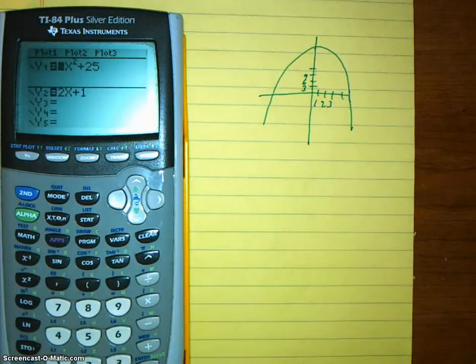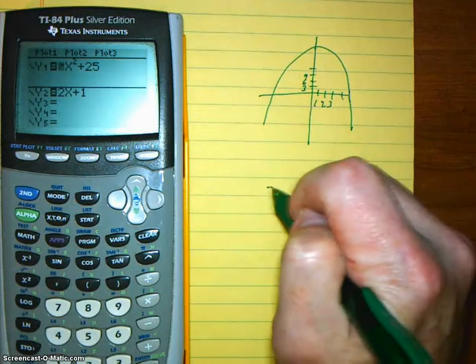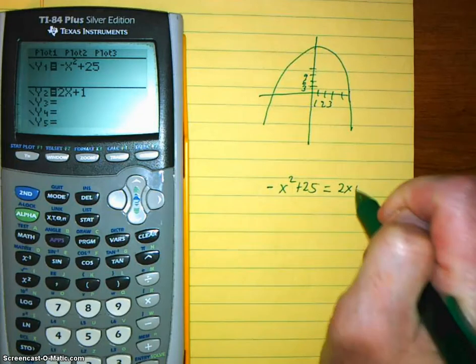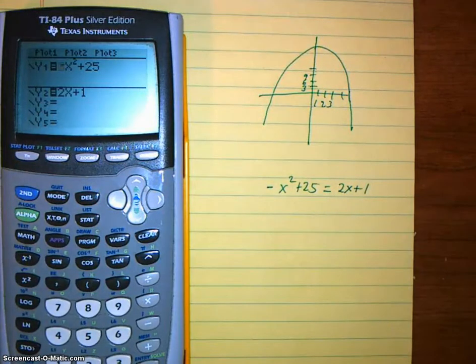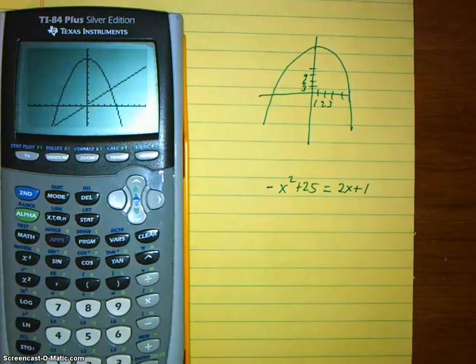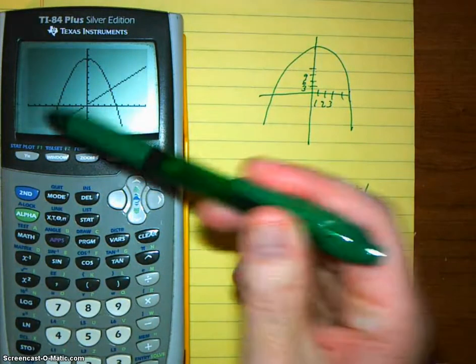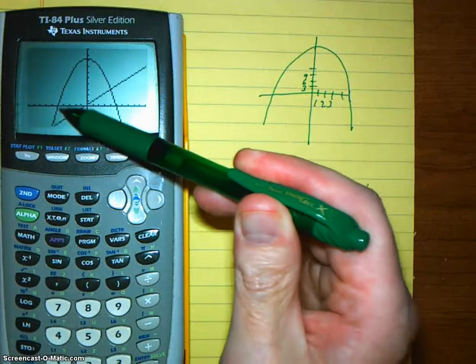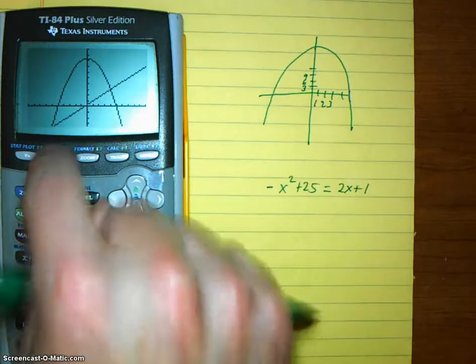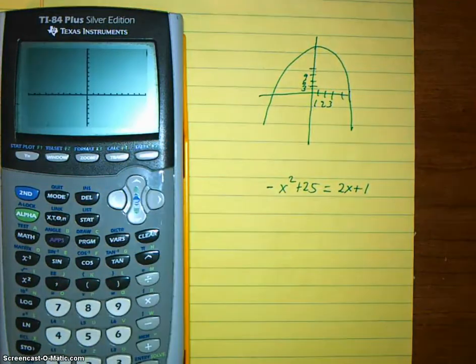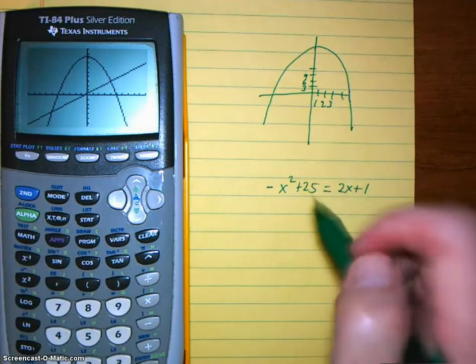So really what we're looking at here is we're solving the equation minus x squared plus 25 equals 2x plus 1. And we can see from the graph that it looks like this equation has two answers, there and there. Now to see this one, we need the graph to go just a little bit lower. So I'm going to go back to my window and change that to be minus 20. And now we can see both places where they cross. All right, so to find the answers, there's two of them.